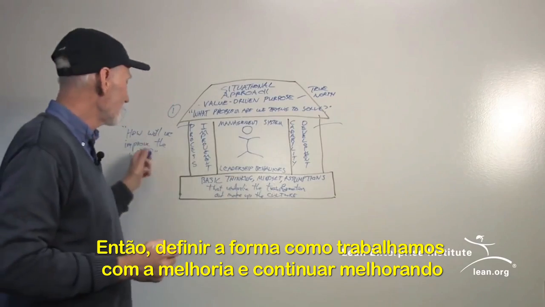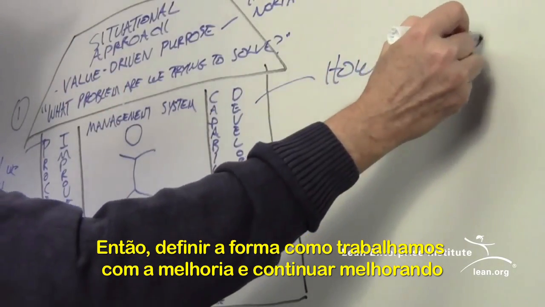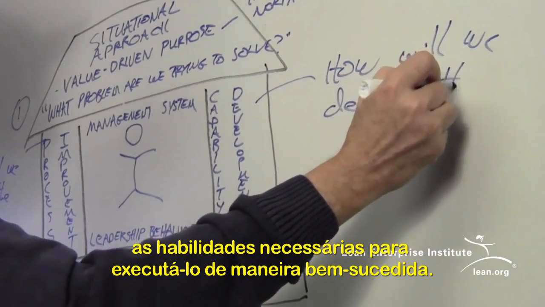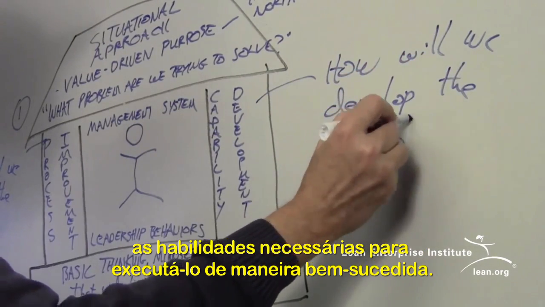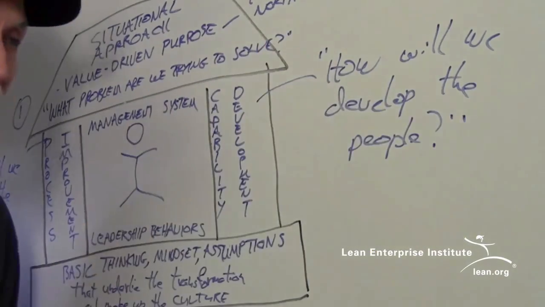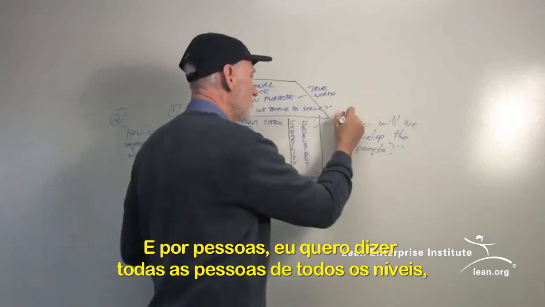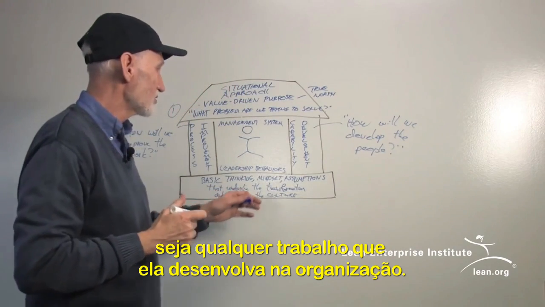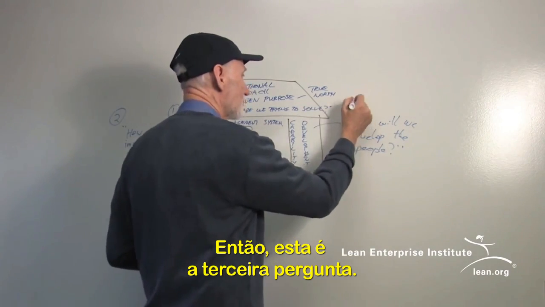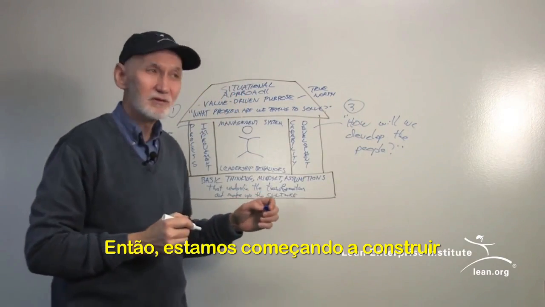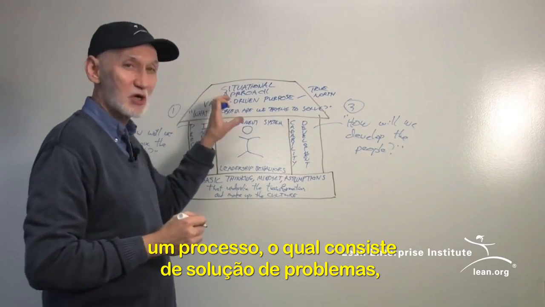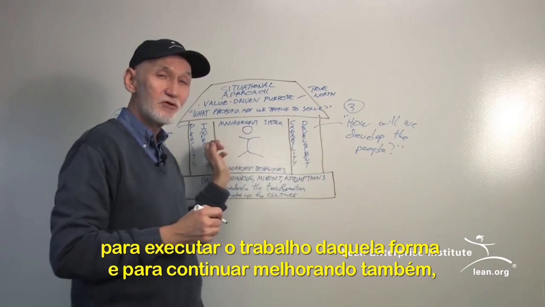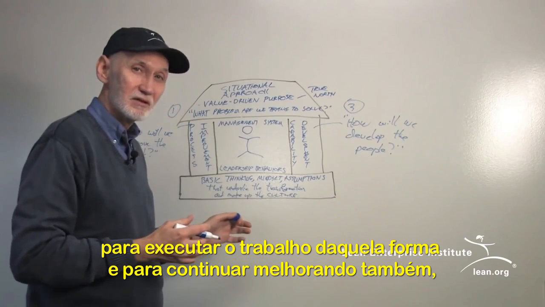Then once we're defining the way work will improve, and we want it to continually improve, that requires making sure that the people who do the work have the capabilities, the necessary skills to do that successfully. So this question is, how will we develop the people? And by the people, I mean the people at all levels who are doing whatever work they're doing at all levels of the organization. So that becomes the third question. So this is starting to build a process whereby I'm solving problems with improved work processes, and then with people developed to be able to do the work in that way and to continually improve it as well.